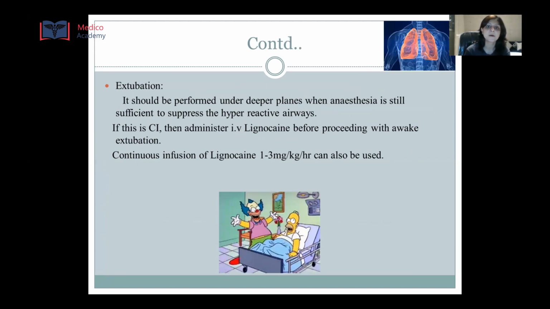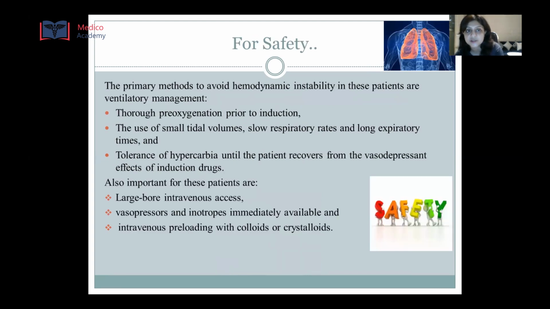Extubation needs to be performed under deep planes, when anesthesia is still sufficient to suppress the hyperreactive airways. If this is contraindicated, suppose the patient has had a difficult intubation where we cannot perform extubation in the deeper plane, we need to administer, say, IV lignocaine before proceeding with awake extubation. Continuous infusion of lignocaine 1 to 3 mg per kg per hour can also be used in these patients.